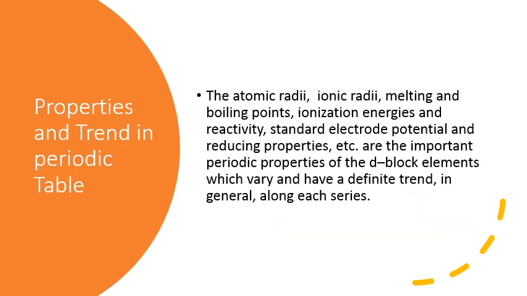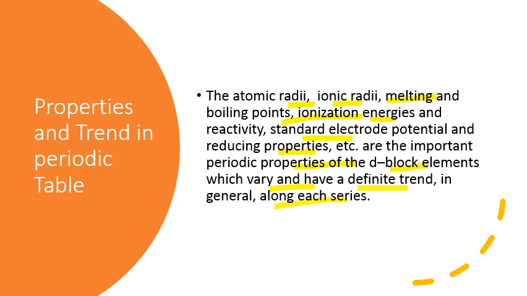So after all the characteristics we have seen of the d block elements, let's talk about the periodic properties and their trends in the periodic table. The atomic radii, the ionic radii, melting point and boiling points, ionization energy, reactivity, standard electrode potential, reducing property. These are all important periodic properties of the d block elements, which vary and have a definite trend along each one of the series.